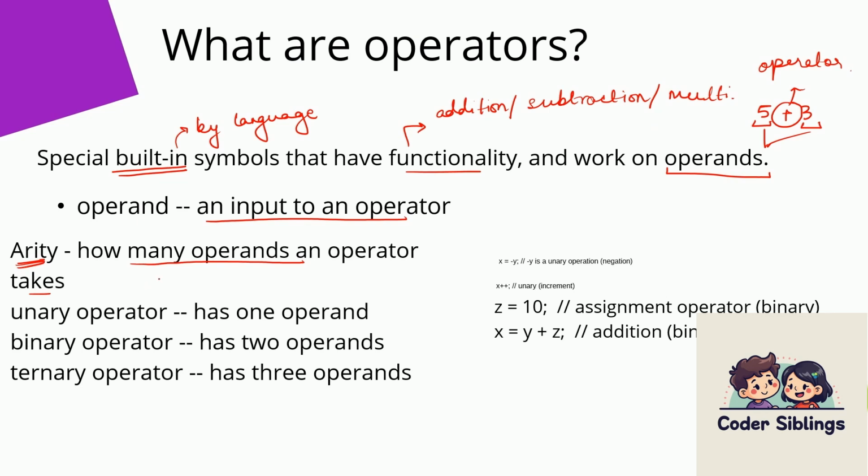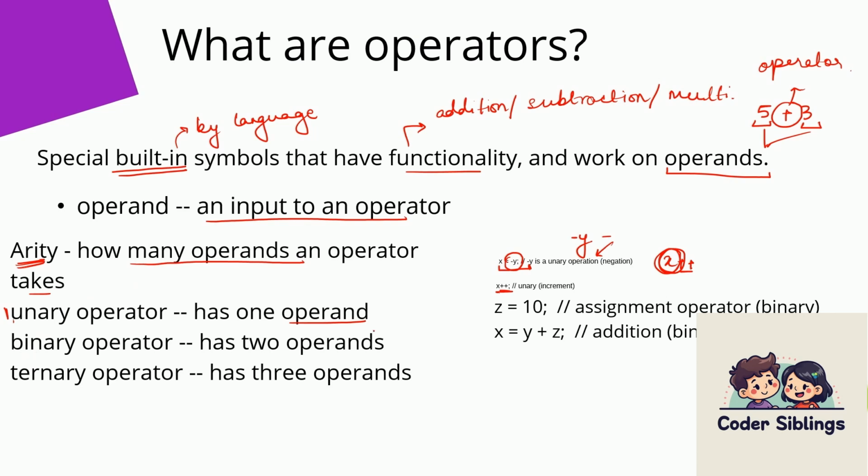So a unary operator is the first type. It has only one operand, and an example of which is x equal to minus y. So here minus y, negation, is a unary operator, right? Similarly, x plus plus. This is an operator and there is only one operand here. This is also a unary operator.